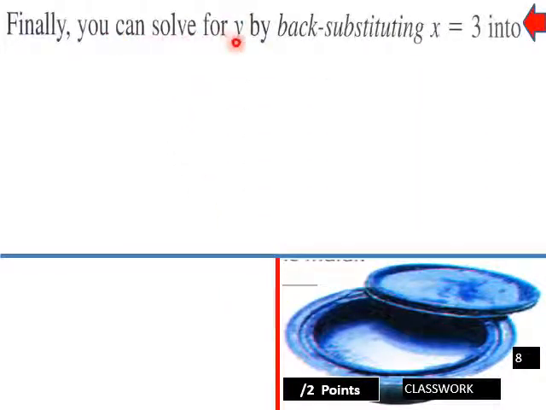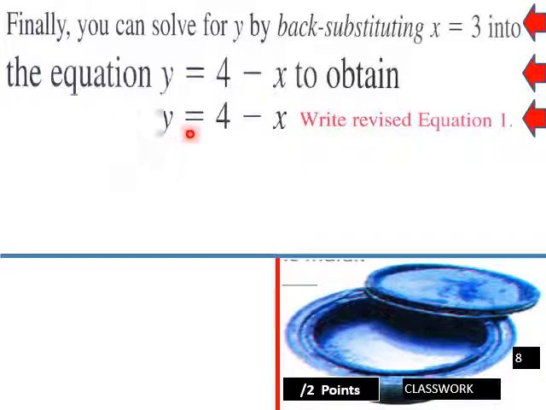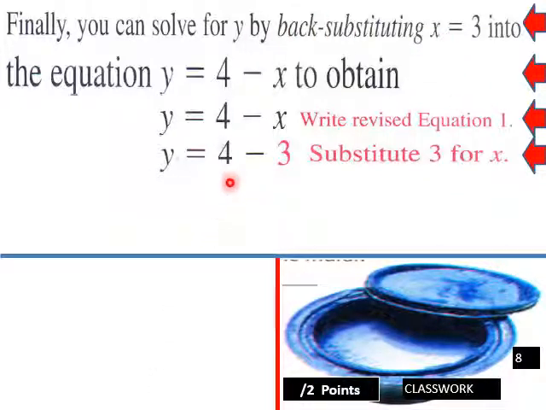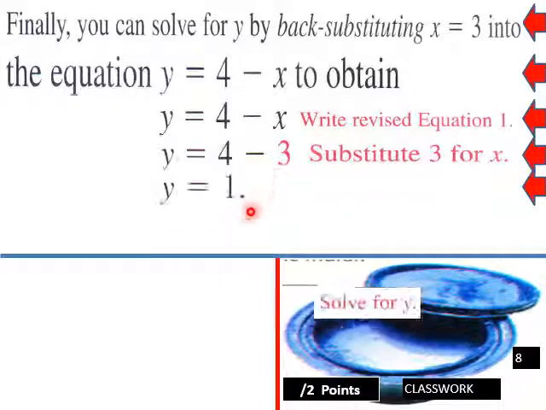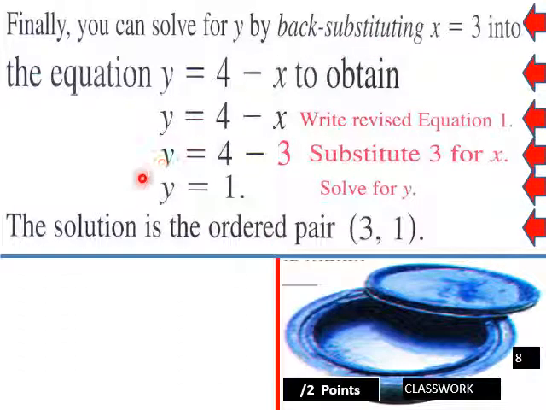Finally, you can solve for y by back substituting x equals 3 into the equation y equals 4 minus x. This is your revised equation 1. We put x back into that, and we get y equals 4 minus 3, then y equals 1. So that is what they call back substituting. The solution would be (3, 1). This would be your solution here.